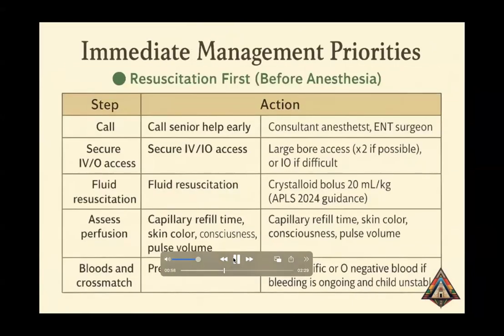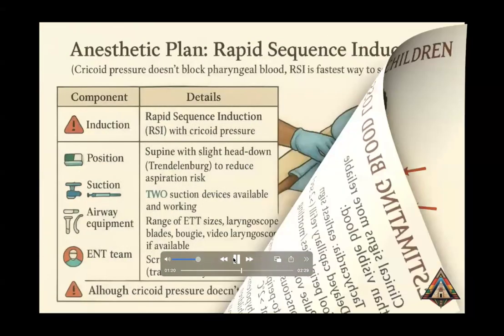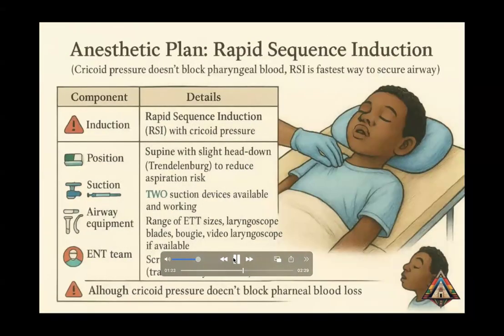Call senior doctors and the ENT surgeon. Start fluids quickly. Check how well the child is perfusing. Send blood tests. Be ready to give blood if needed. In children, we can't always see how much blood is lost. They may swallow a lot of it. So we look at signs: fast heart rate, slow capillary refill, cold hands and feet, low pulse strength, and sleepy behavior. When we give anesthesia, we must act quickly and safely.